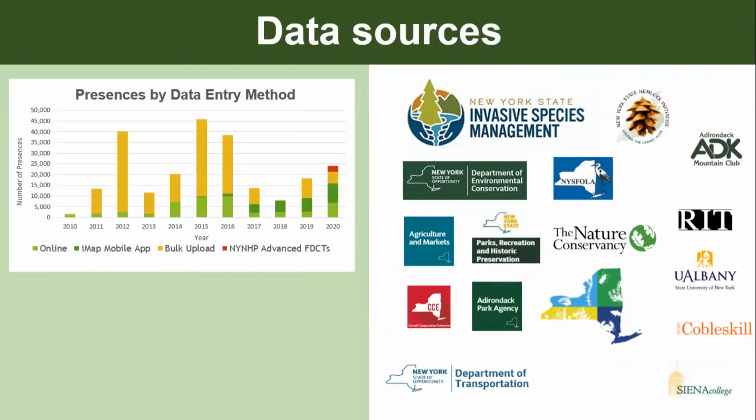And so IMAP is this big database. Where does the data come from?